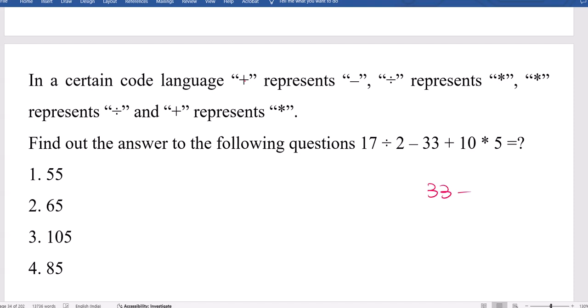We'll check. Okay, 33 minus 10 divided by 5. This will be 30. Okay. Division as multiplication, 17 into 2. Minus as plus, it's not defined. So plus as multiplication. According to the options, I'm just going with. Okay. Minus as multiplication, plus as subtraction, minus as plus.